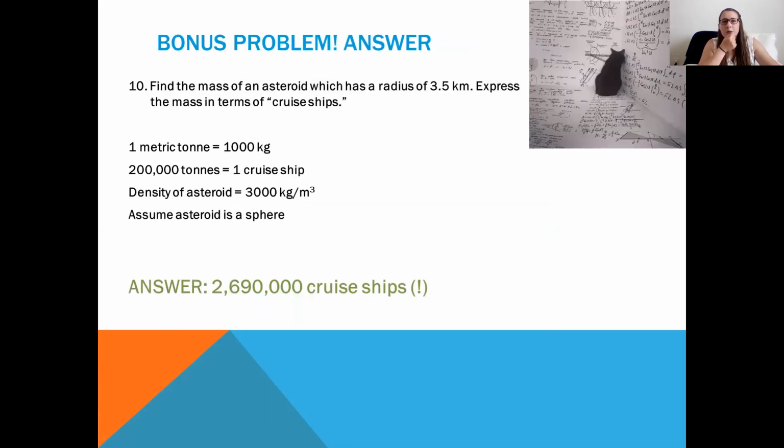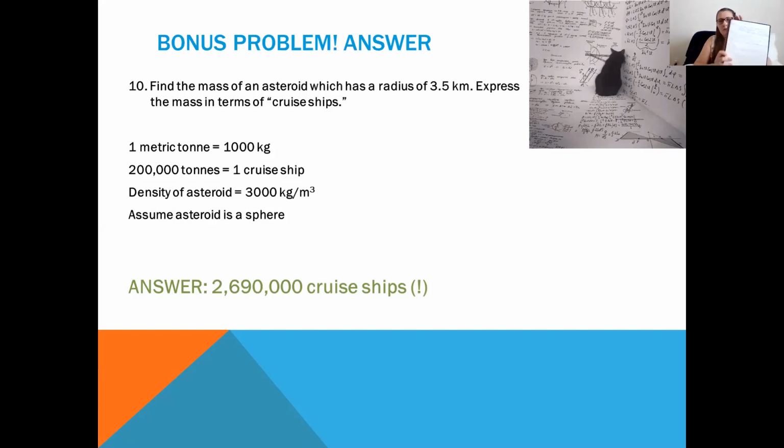All right, so here is our bonus problem about the asteroid, which has a radius of 3.5 kilometers, and we had to figure out what the mass of it was in terms of cruise ships. And the answer is 2,690,000 cruise ships. So it looks like a lot of you, or at least those of you who are posting your answers, got the correct digits, which is a good start. So here's how we needed to go about doing that.